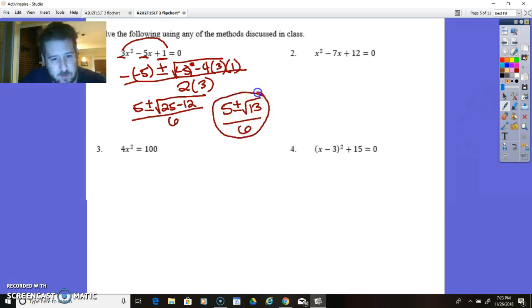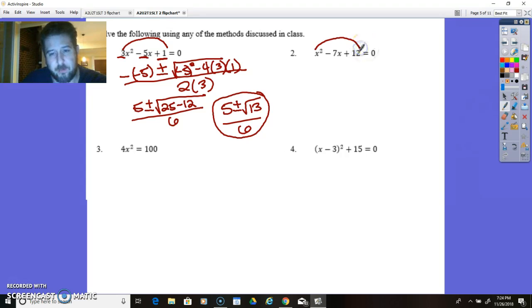Now there are 2 different solutions, but I'm actually going to leave it right here because the square root of 13 is not a perfect square. It's going to be an irrational number, and I don't want to round my answer. I'm going to be as specific as possible, so I'm going to leave it like that. All right, so that's my example of the quadratic formula. If I come to another one that needs the quadratic formula, I'm just going to skip it.